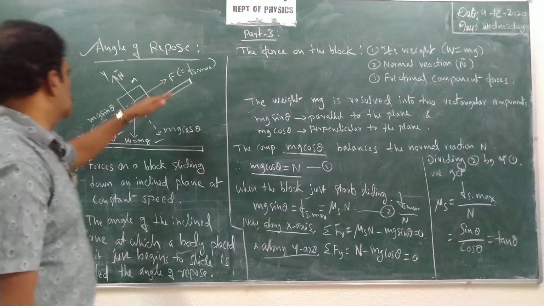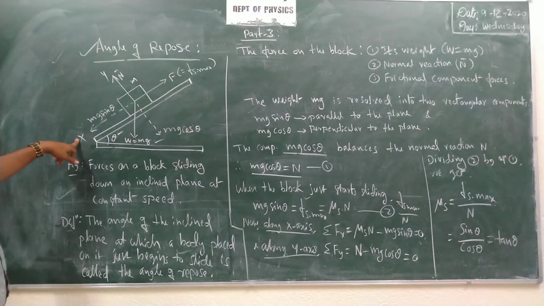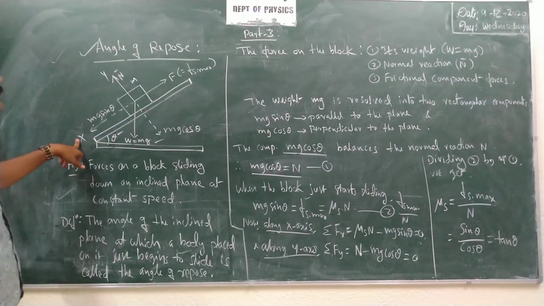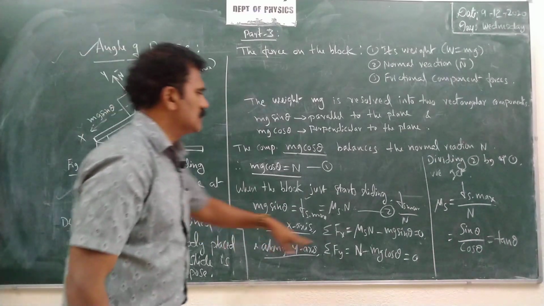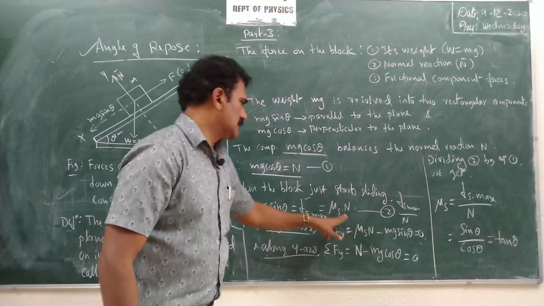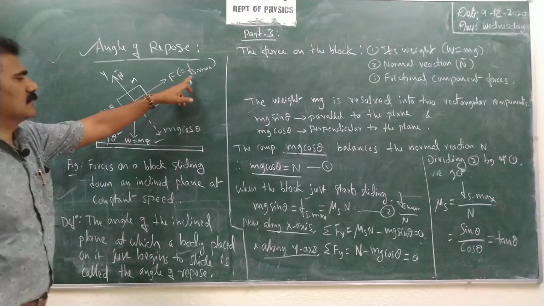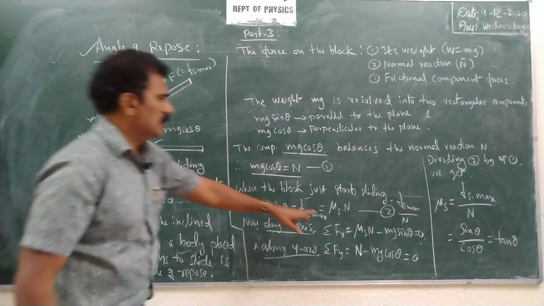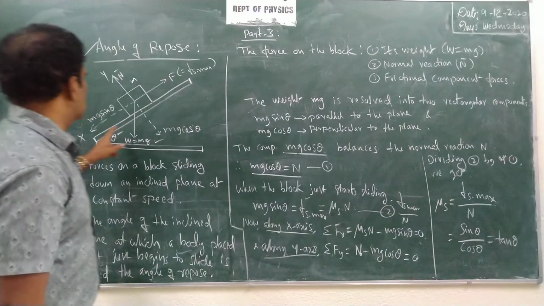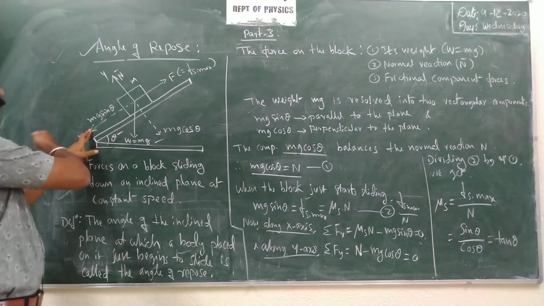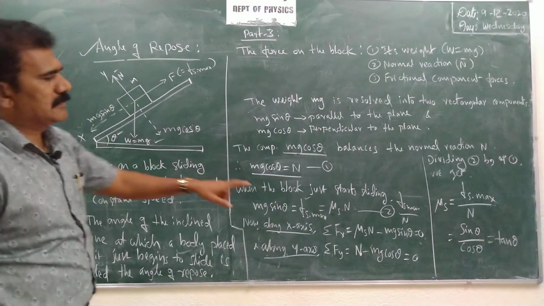Sigma fx along this x-axis. I'm taking this as the x-axis here. So mu s n is balanced by fs maximum, so minus mg sin theta. So fs maximum can be considered as mu s n minus mg sin theta, because it is in the opposite direction, right? You have to write it as minus mg sin theta.